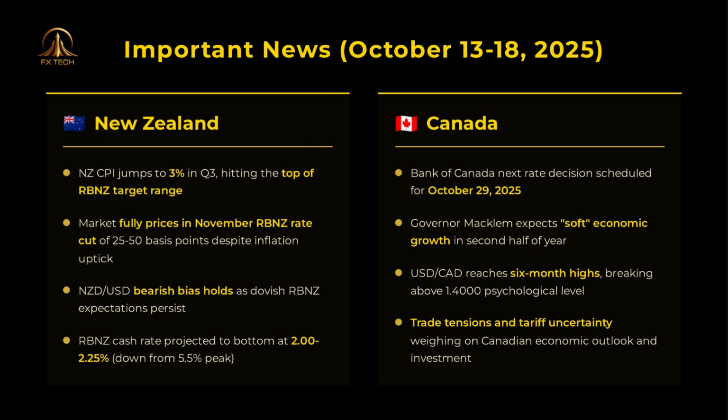From Canada, the Bank of Canada's next rate decision is scheduled for October 29th. Governor Macklem expects soft economic growth in the second half of the year. USD/CAD has reached 6-month highs, breaking above the 1.4000 psychological level, while trade tensions and tariff uncertainty continue to weigh on the Canadian economic outlook.